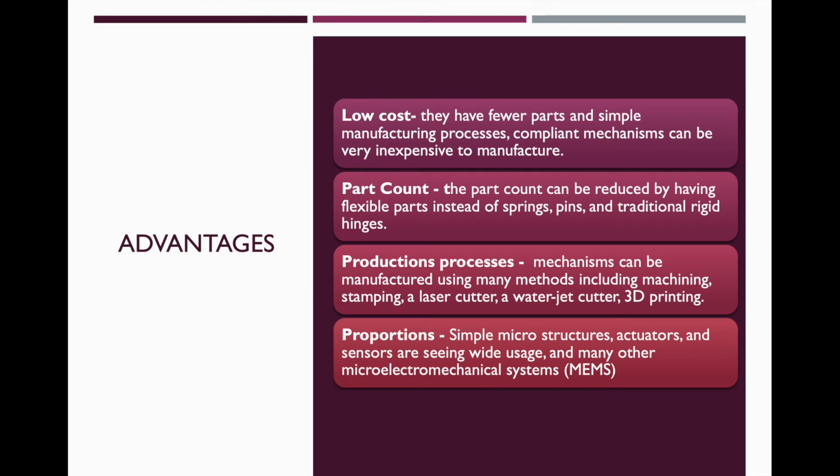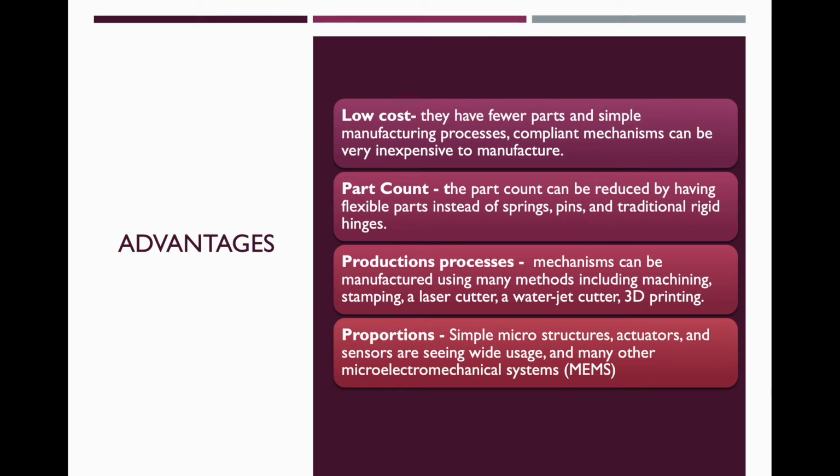Here are more advantages. Low cost. A compliant mechanism can usually be fabricated into a single structure, which is a dramatic simplification in the number of required parts. Because they have fewer parts and a simple manufacturing process, compliant mechanisms can be very inexpensive to manufacture. The reduction in parts count may simplify manufacturing and reduce both the manufacturing and assembling time and cost.